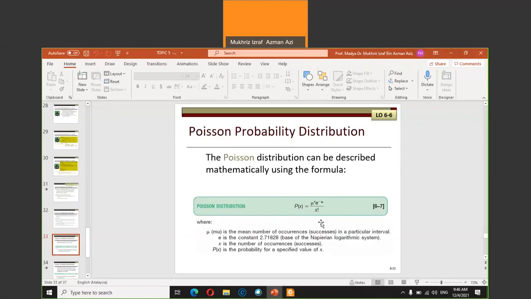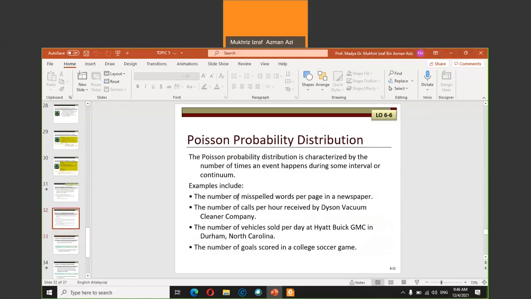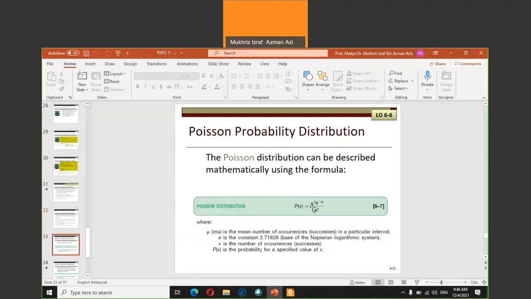Just now we referred, for example, to the number of misspelled words per page. So in one page, what is the mean value of misspelled words or typos? Let's say in one page there are 20 misspelled words, so 20 will be the mean. In 1 hour, let's say there are 10 calls, so 10 calls per hour. So 10 will be the mean value. That is what refers to mu here.